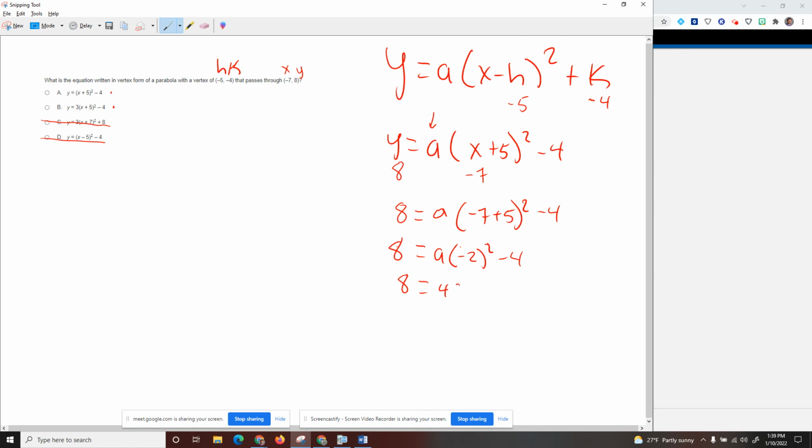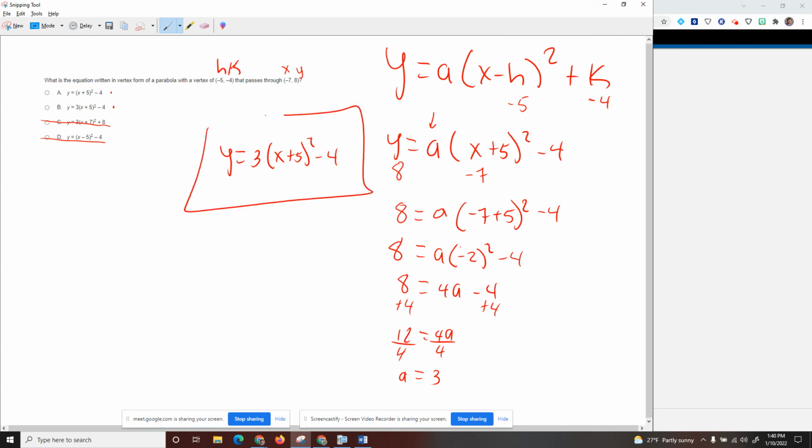So I have 8 is equal to 4a minus 4. I'm going to add 4 to both sides. I get 12 is equal to 4a, divide both sides by 4, and I get a is equal to 3. So when I put it back together, I get y is equal to 3 times x minus a -5, so plus 5 squared minus 4. So that is answer choice B, it ends up being the answer here. Okay, so if you have a vertex and you have an extra point, that's the process to get the equation in vertex form.